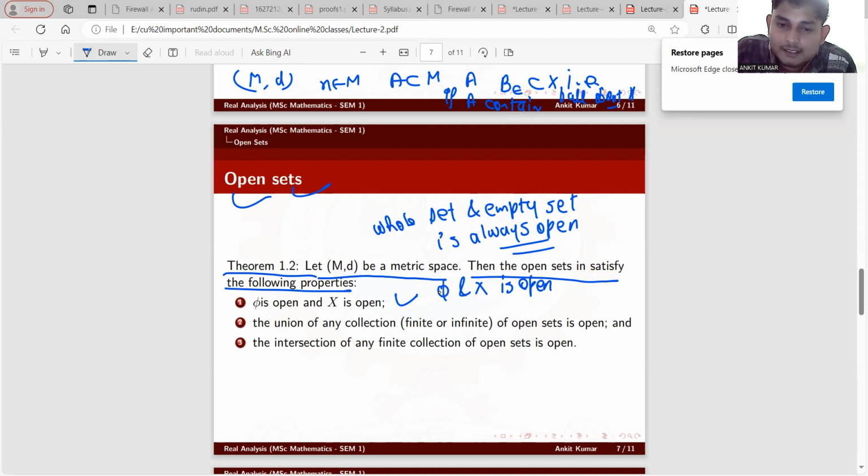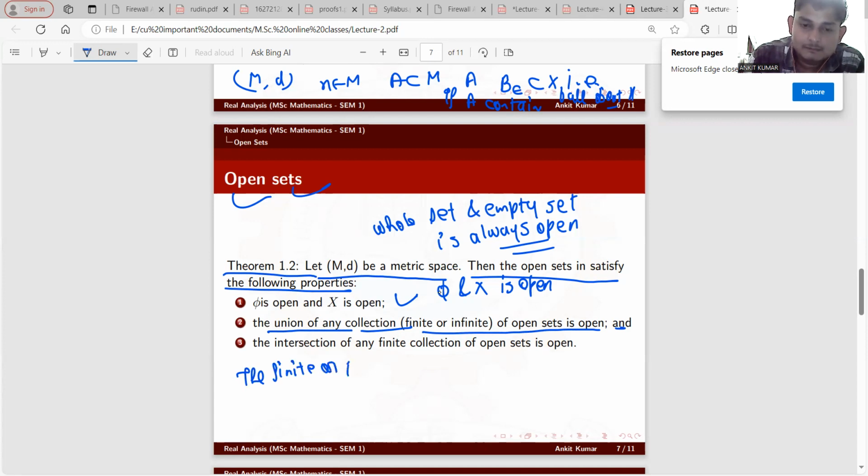The union of any collection of open sets is open, finite or infinite. The union of open sets is open.